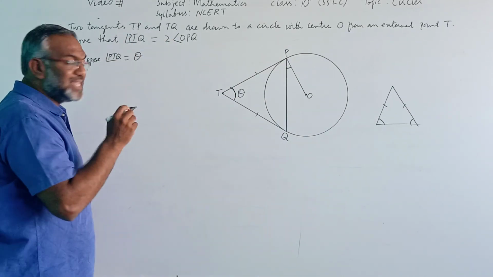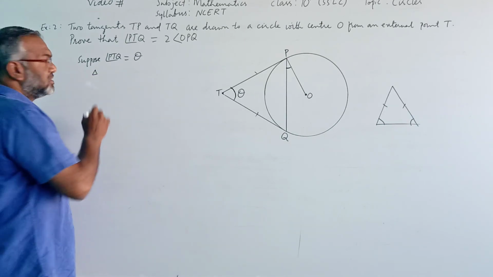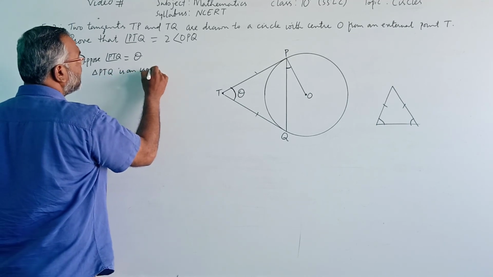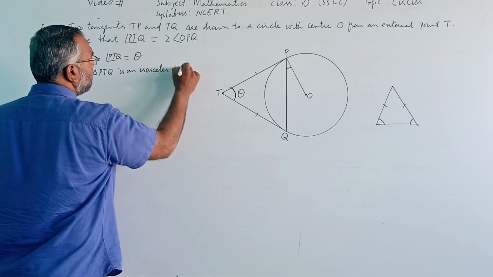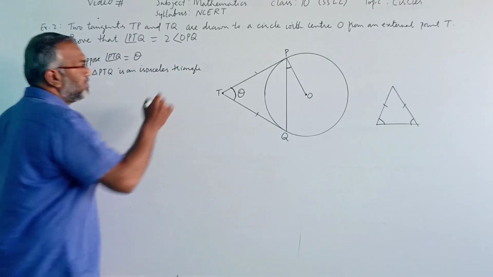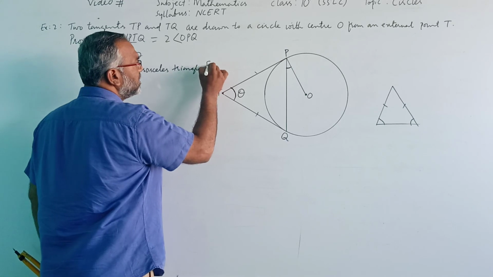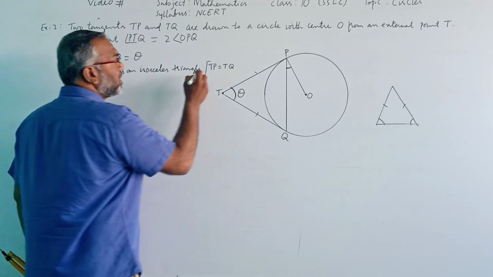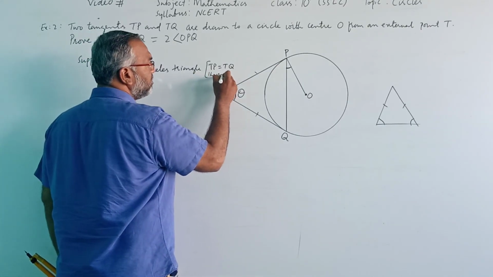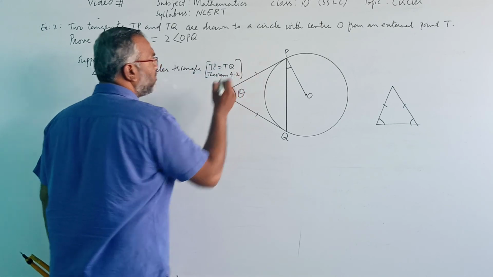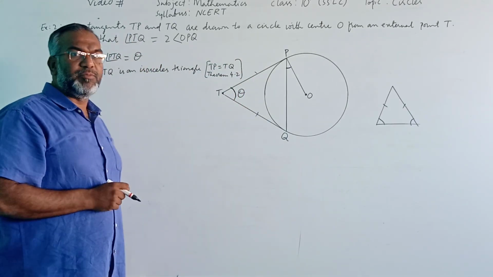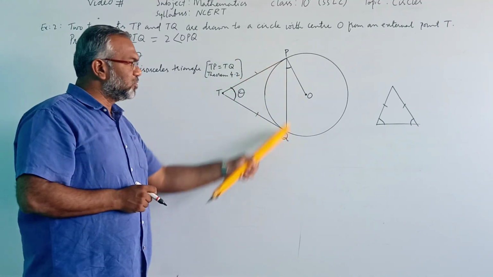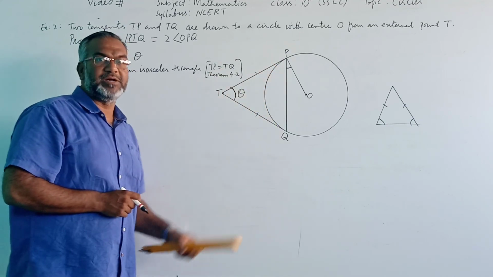Now here I can say that triangle PTQ is an isosceles triangle because TP is equal to TQ. Because theorem 4.2 says tangents drawn from an external point are equal in length. So TP is equal to TQ. Therefore, this triangle TPQ becomes an isosceles triangle.